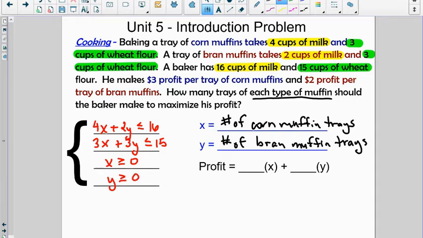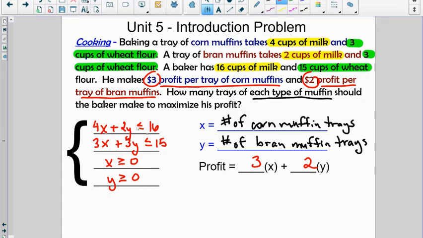Our objective function, let's take a look at that now. Here, our profit equation can be calculated by taking $3 for each tray of corn muffins. Since corn muffins is X, that's going to be 3 times X. And it was $2 profit per tray of bran muffins. So that's going to be 2y. So 3x plus 2y is how we calculate the total profit in this situation.